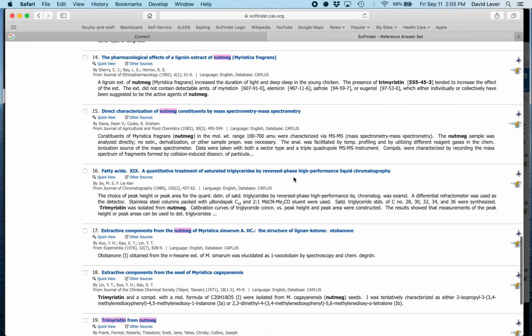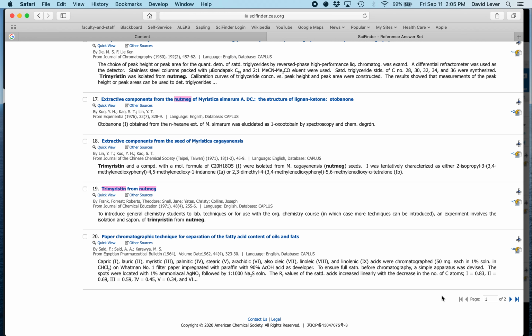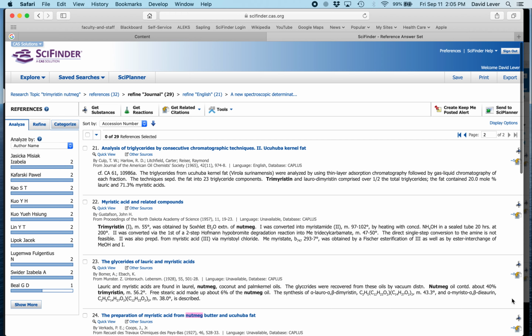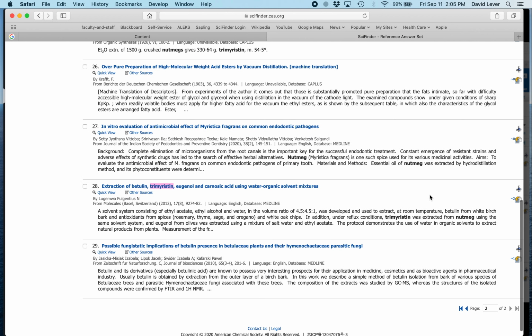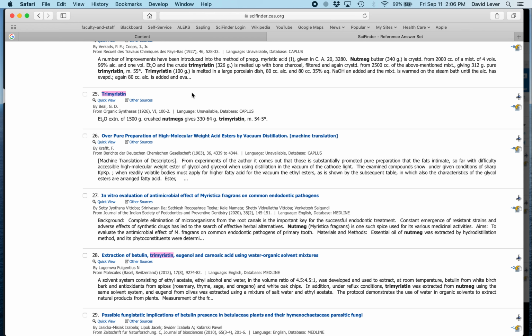If you keep scrolling down and go to page 2, you'll notice on reference 25, the title is just trimyristin. The journal is Organic Syntheses. It's from 1926, so it's a very old article. It says language unavailable, but Organic Syntheses is published in English, so that article is in fact in English.